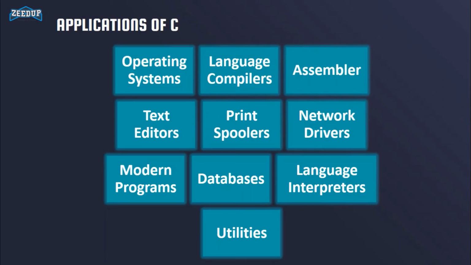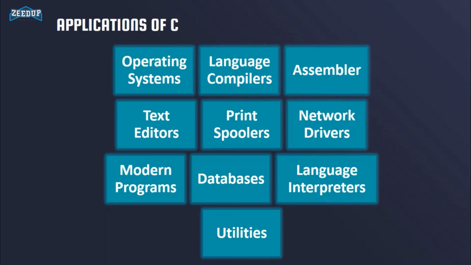The assemblers, the text editors like Notepad, Microsoft Word, WordPad, etc. are all written in the C programming language. Print spoolers, network drivers, the modern programs that constitute mostly the Linux and Unix systems are written in C. The various databases, or the software wherever these databases are stored, that is on the server, it all makes use of the C programming language.